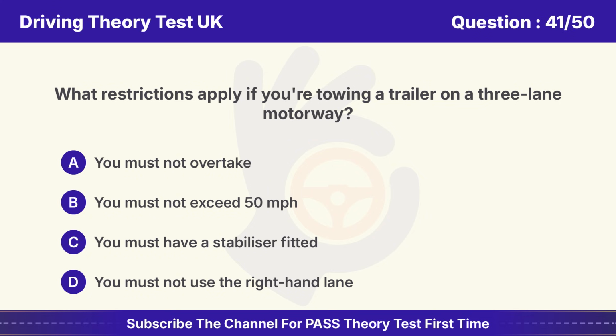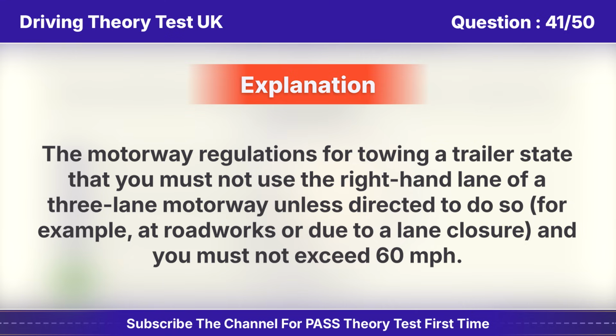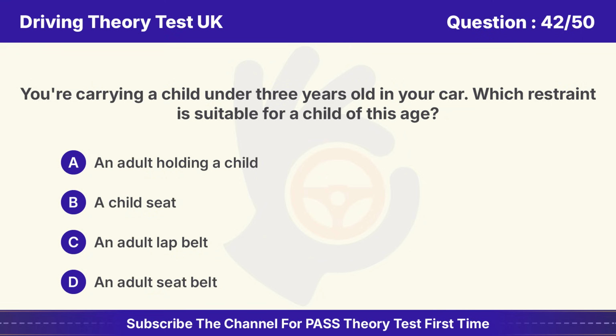Question 41. What restrictions apply if you're towing a trailer on a 3-lane motorway? Answer is D. You must not use the right-hand lane. The motorway regulations for towing a trailer state that you must not use the right-hand lane of a 3-lane motorway unless directed to do so, for example, at roadworks or due to a lane closure, and you must not exceed 60 miles per hour.